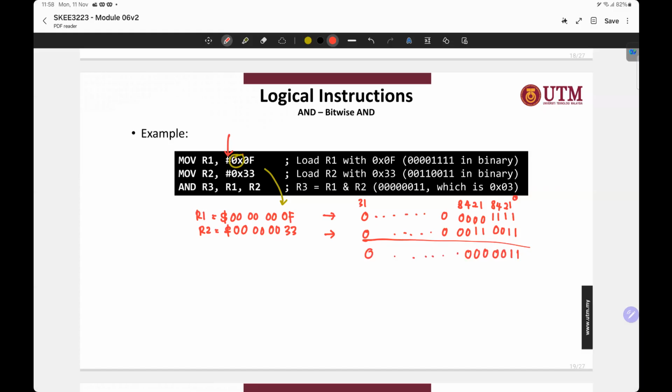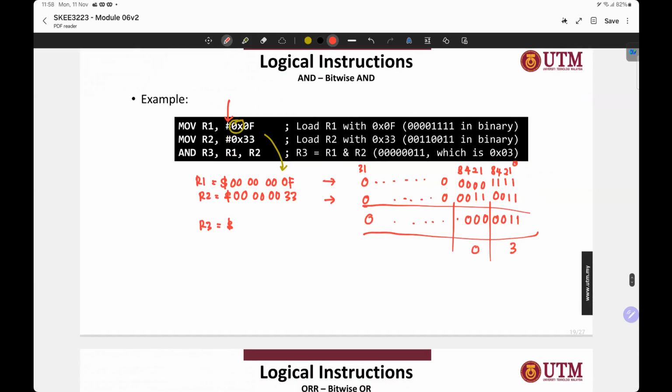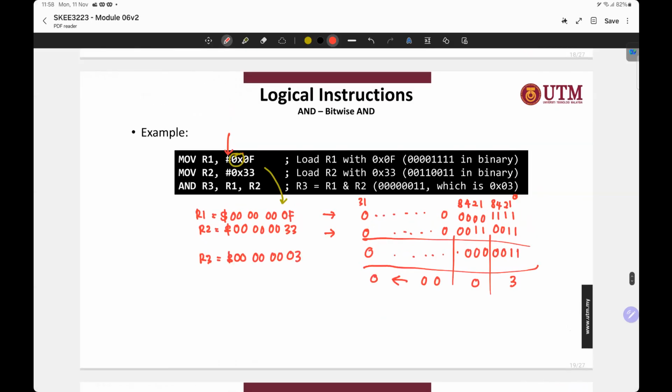Then after that, you're going to find out what is your R3. Based on this value, you change back to hexadecimal by using the 4-bit boundary, and you will get 3, then 0s until the end. So the value will be 0x00000003. Okay, so this is for the logical AND. Any question up until here?